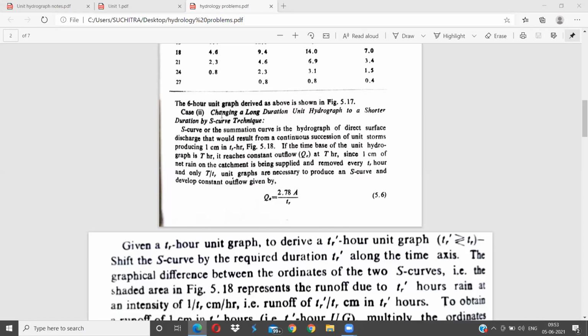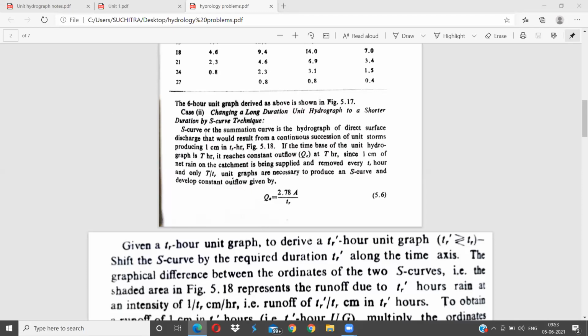S-curve technique. Now you can see here, changing a long duration hydrograph to a short duration hydrograph, or the other way, or else you can even convert a longer duration to a shorter duration unit hydrograph, or a shorter duration unit hydrograph to a longer duration unit hydrograph, by the method of the S-curve technique.